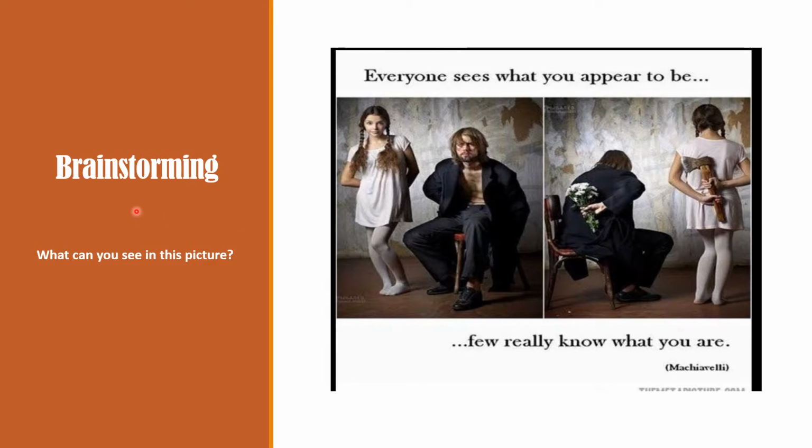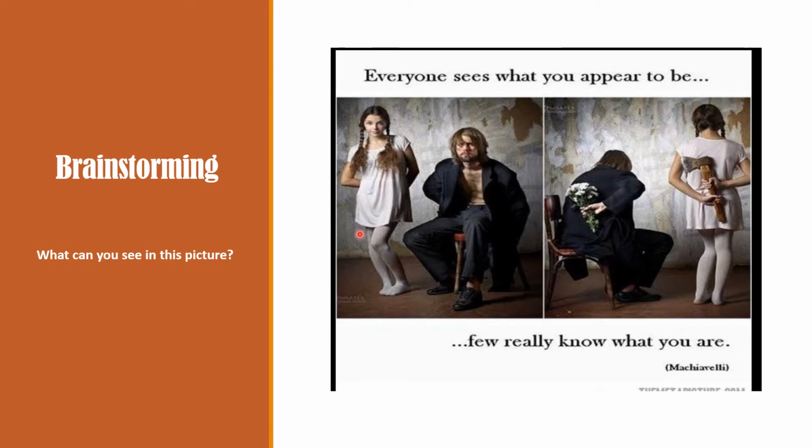So dear children, let's start with the brainstorming session. Here you can see a photo. Please think about this photo and tell me what you can see in this picture. You can take 1 minute. The quote written over here is, everyone sees what you appear to be, few really know what you are. This is what we are looking at in this picture.